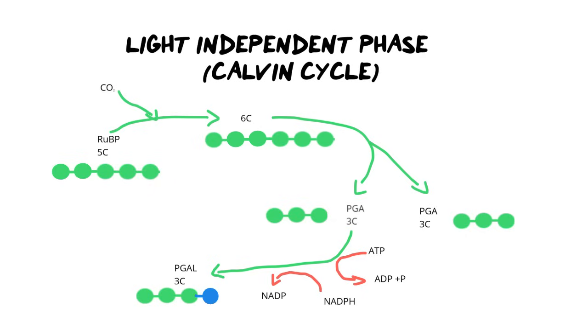So now here's the thing. We have two options. This PGAL molecule has the ability to go on to become a glucose molecule. So I'm going to add that in on my diagram so you can see that. So there is a possibility that the PGAL can become glucose, right?